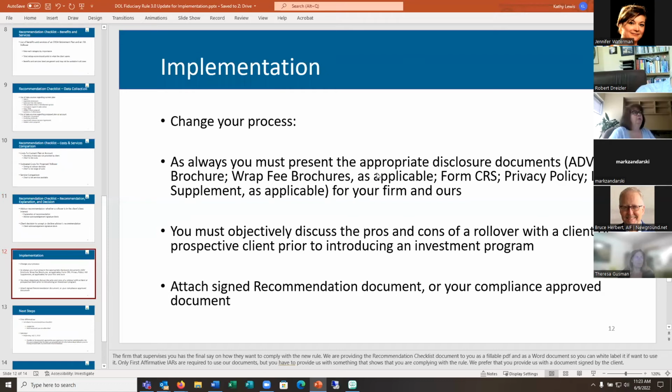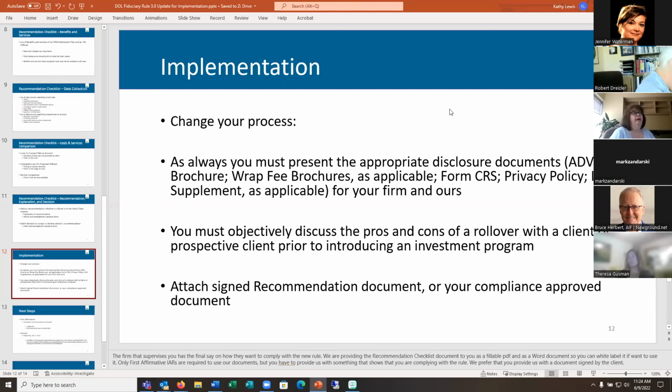Now we have to look at implementation, and you're going to have to change your processes a little bit. As always, when you have a new client, I'll talk about new clients specifically, you have to give them all the correct disclosures: our ADV brochure, a RAP fee brochure if applicable, Form CRS, which you'll have to give to them whether they're a new client or an old client, the privacy policy, and the IAR supplement if that is applicable. You need to provide it for our firm and for yours.